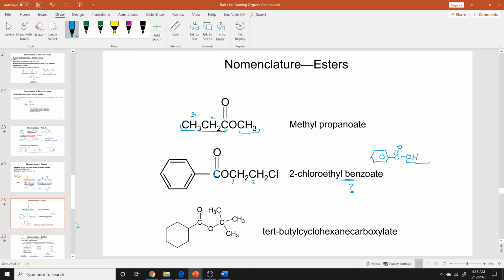Same thing over here, it's going to be a tertiary butyl. It's a cyclohexane. We're going to use the carb in there, so it's going to be cyclohexane carboxylate.